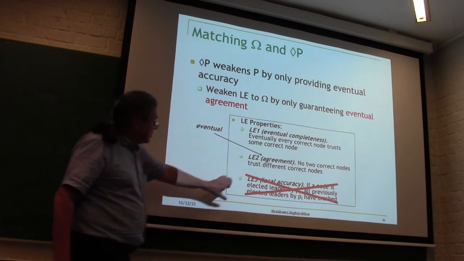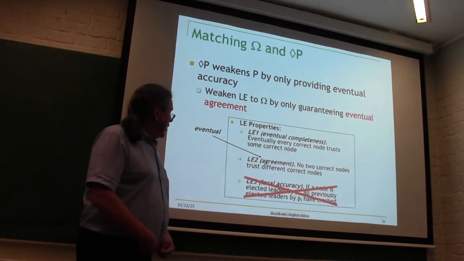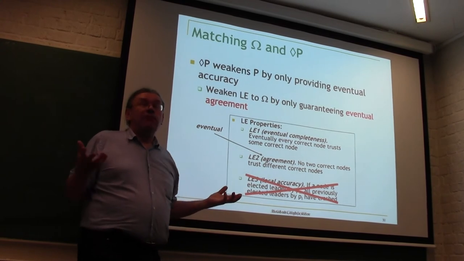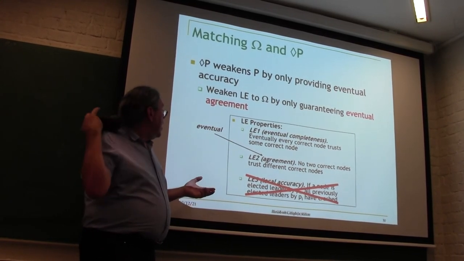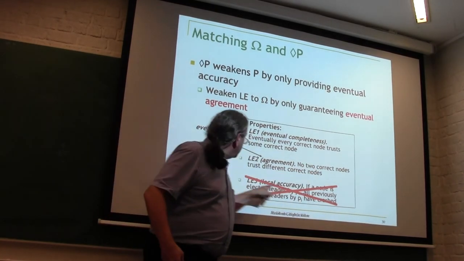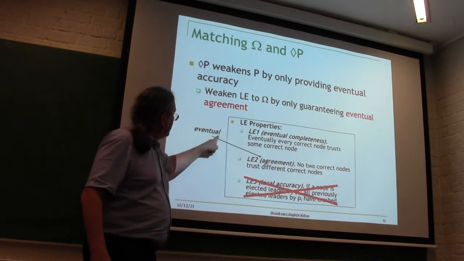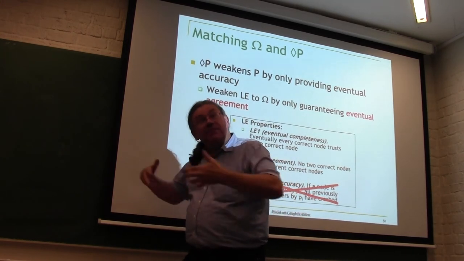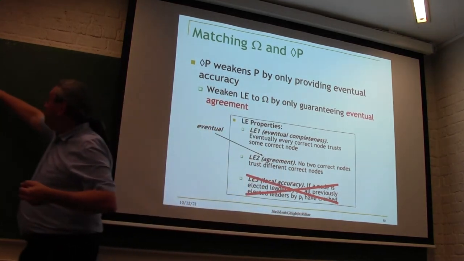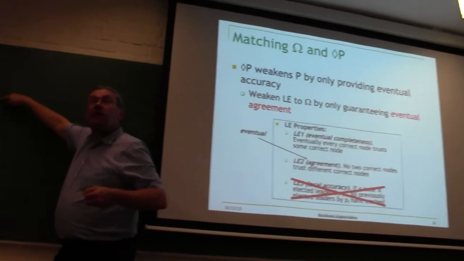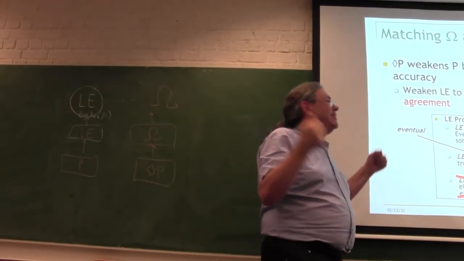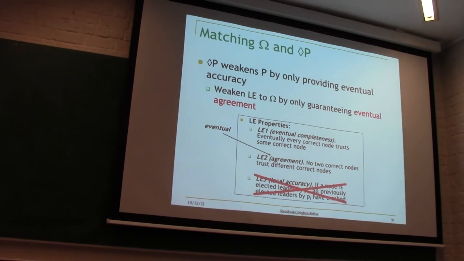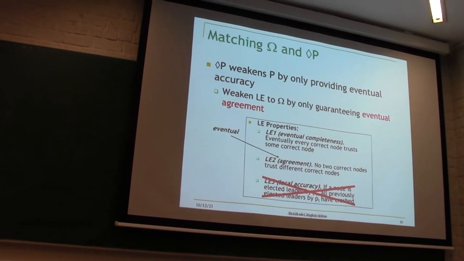Now I cannot use this trick anymore, because now there can be mistakes all the time. So now there's no issue of dithering. Now the failure detector is allowed to make mistakes. And that means this property, no two correct nodes will trust different correct nodes, now becomes eventual. So the leader election behaves in the same way as eventually P. It's allowed to pick bad leaders in the beginning, but eventually it will pick a good leader. So you can say, yeah, that's kind of weak. The weakness of eventually P propagates up to omega.